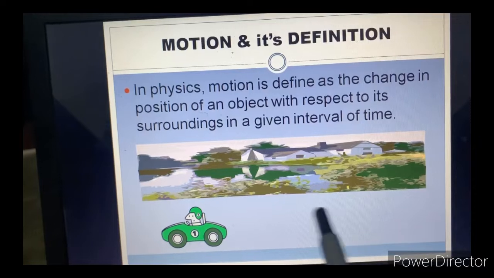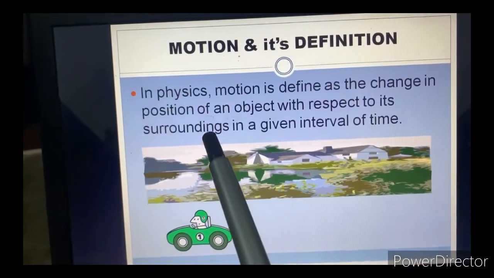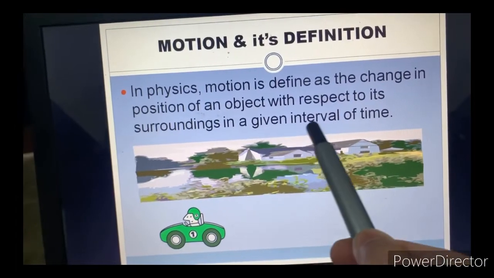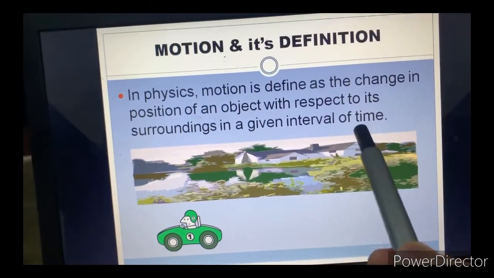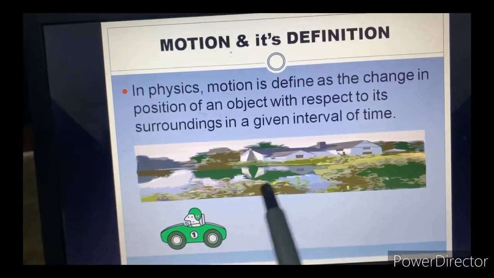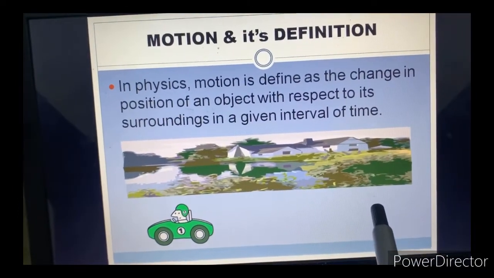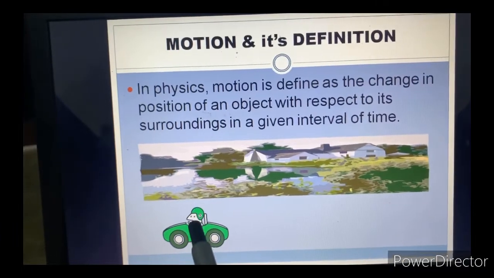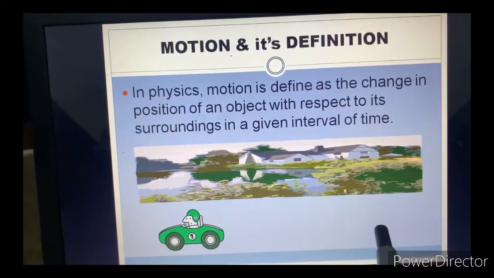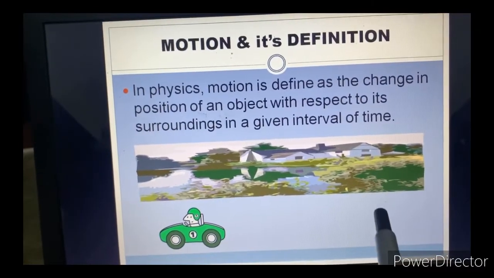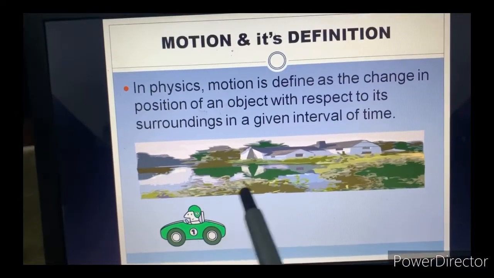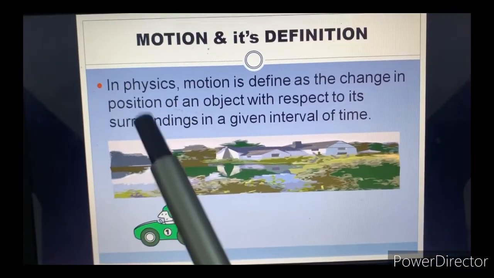Motion is the change in position of an object with respect to its surroundings in a given interval of time. This means at a particular time, this object will move from this point to that point. That is called motion, because this car is in motion from this point to this point with respect to the surroundings and in a given particular time. So understood what motion is?